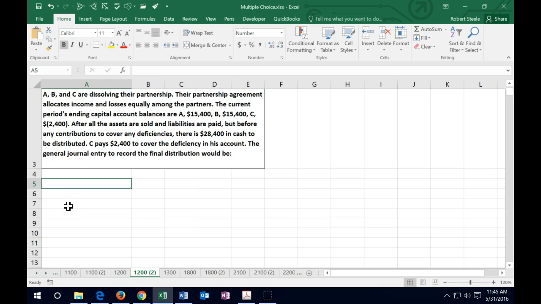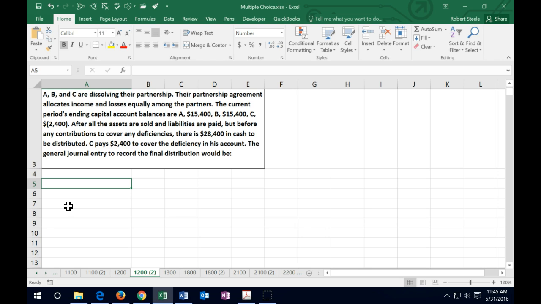Hello, in this lecture we're going to work some smaller test type questions that could be small enough to fit on multiple choice type questions. So here we have A, B, and C are partners dissolving the partnership. The partnership agreement allocates income and loss equally among the partners. The current period's ending capital account balances are A has 15,400, B has 15,400, C has a negative balance in the capital account of 2,400.